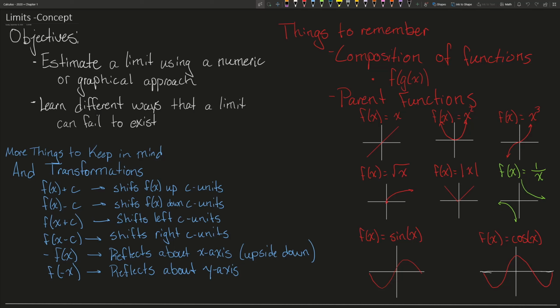In this video, we will be talking about the beginnings of limits, and we have two objectives. The first is to estimate limits using numeric or graphical approaches, and the second is to learn different ways that a limit can fail to exist. Before we get to that, there are some things we have to remember, and everything else that you see on the screen are just things that you have gone over in previous classes.